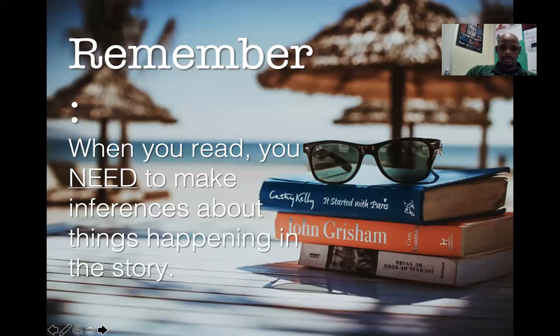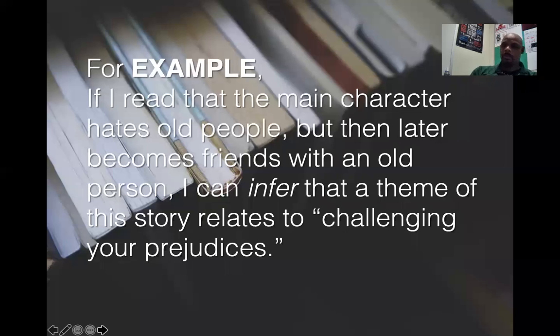So just keep in mind, when you are reading, you need to make inferences about things happening in the story, okay? This is necessary. Because what you don't want to do is, I guess the word would be fall behind. You don't want to fall behind in the story, all right? You want to be continuously abreast of what's going on or what you think is going on, all right? Continuously making inferences. So let's take a look at this example. If I read that the main character hates old people, but then later becomes friends with an old person, I can infer that a theme of this story relates to challenging your prejudices, okay? Now, obviously, there's a whole bunch of other variables to that particular example, but on the surface, I think you understand what it's talking about, right?